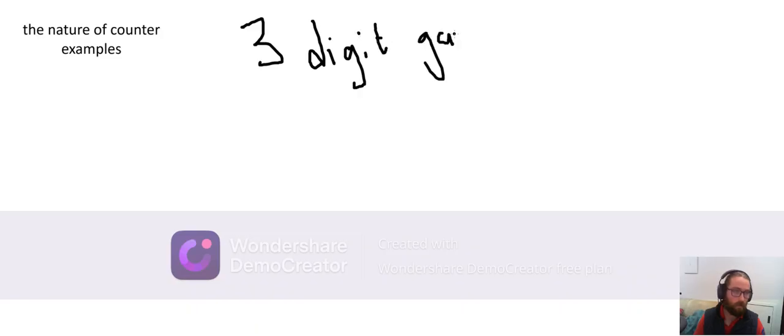And here's how it works. I'm thinking of a rule, and that rule validates some 3-digit combos and invalidates others. So for example, my rule might be they all have to be even, or they all have to be odd, or the 3-digit number has to be prime. I'm thinking of a rule.